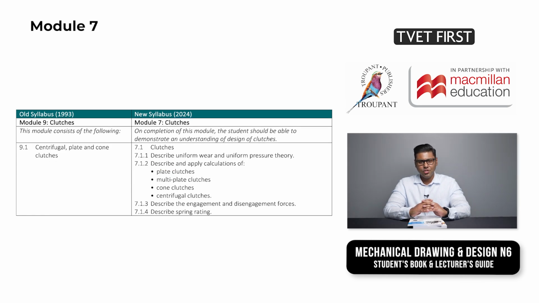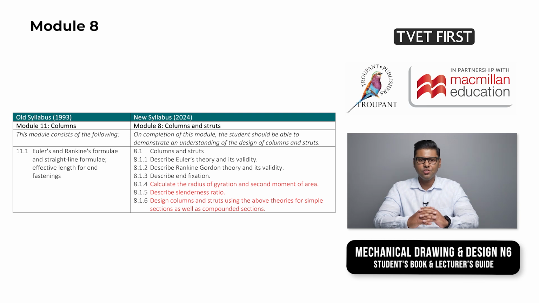Module 7, Clutches, replaces the previous Module 9 and gives students an understanding of clutch design. Students will learn the theories of uniform wear and uniform pressure and apply calculations for plate, multiplate, cone, and centrifugal clutches. Module 8, Columns and Struts, aims to equip students with knowledge of column and strut design.